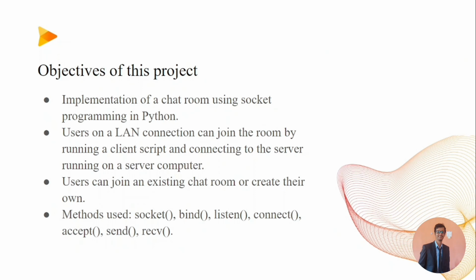The objectives of our project are implementation of a chat room using socket programming in Python. Users on a LAN connection can join the room by running a client script and connecting to the server running on a server computer. Users can join an existing chat room or create their own. The methods that we have implemented in our project are socket, bind, listen, connect, accept, send, and receive. And now I would like to request Susankit to further elaborate our project.